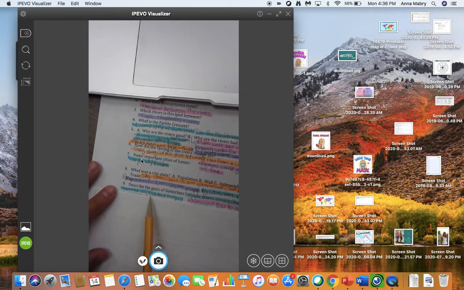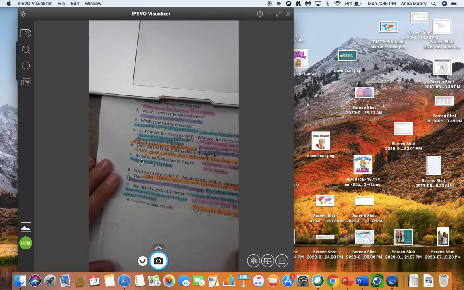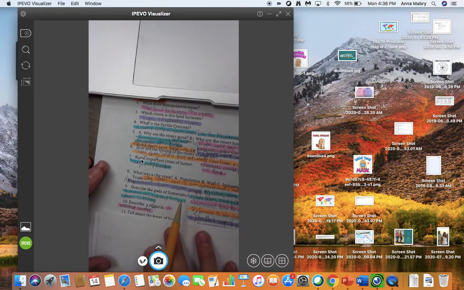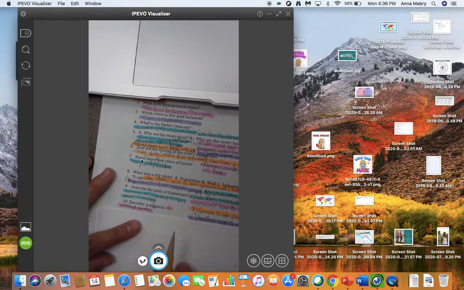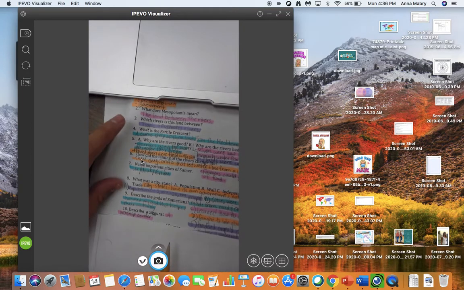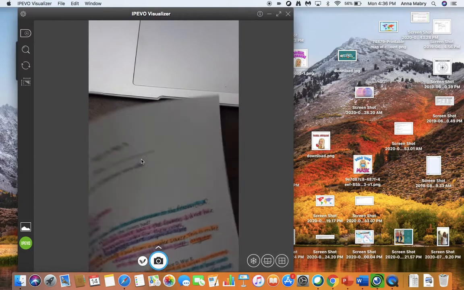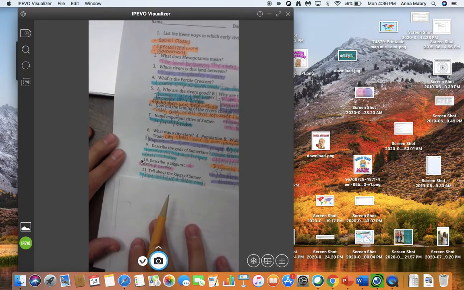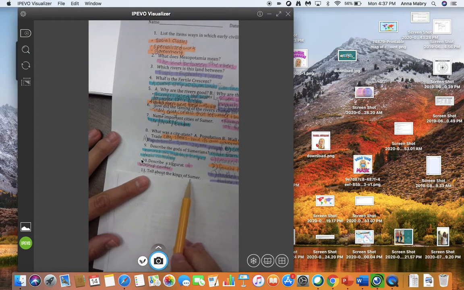Okay, so describe the gods of Sumeria. Of the Sumerians, excuse me. So they honored any god that helped their activity. So they had different gods for different things, and they honored any god that helped that activity they were doing, whether that was brick making, whether that was farming. They honored that specific god. Okay. Describe a ziggurat. It's a worship center. It's a pyramid-shaped structure located in the city.